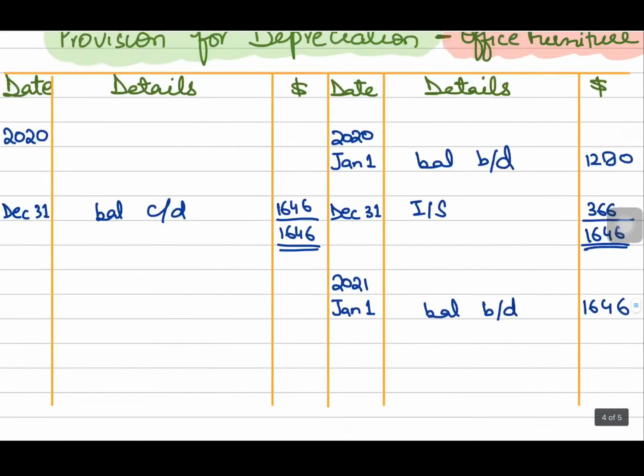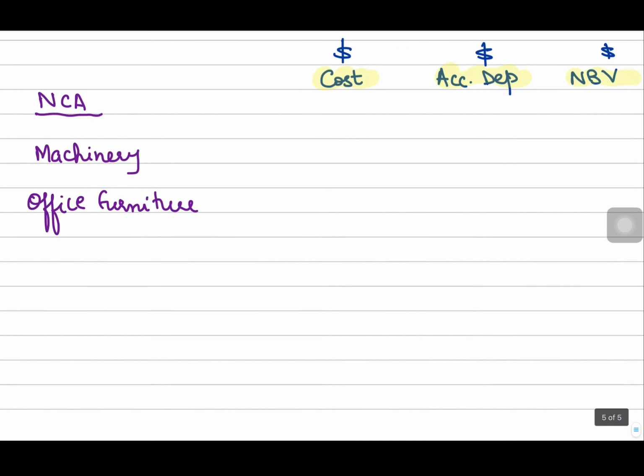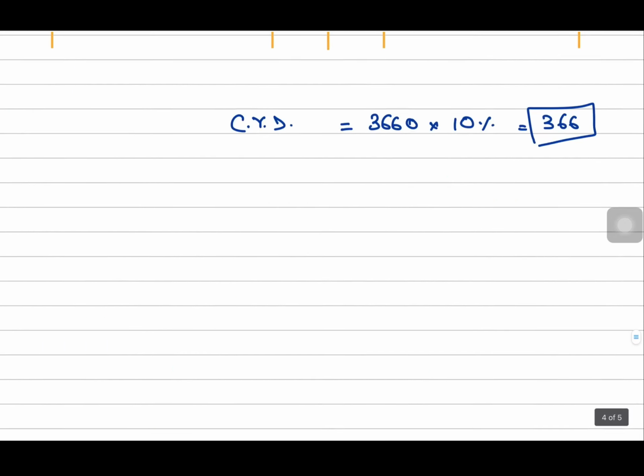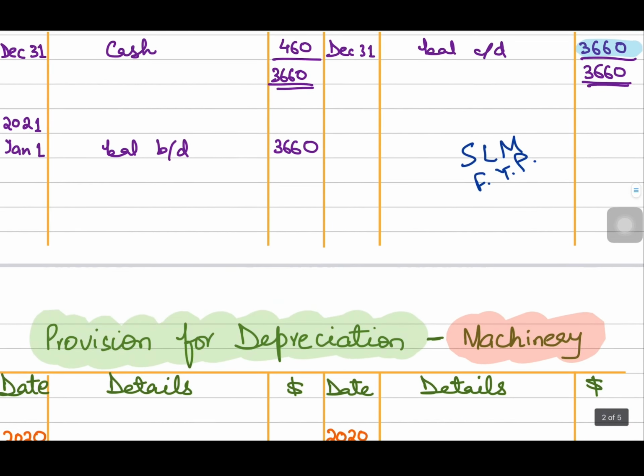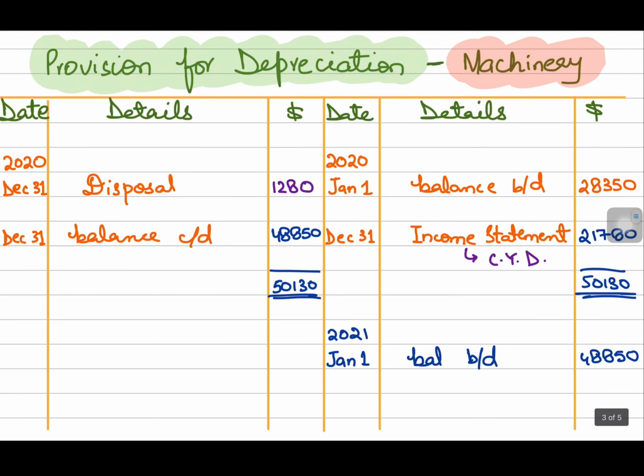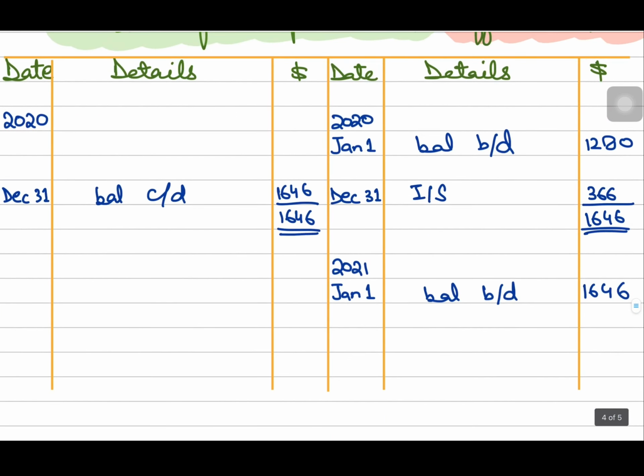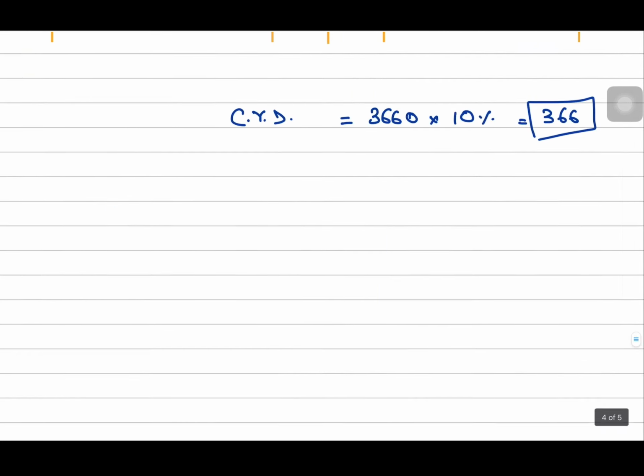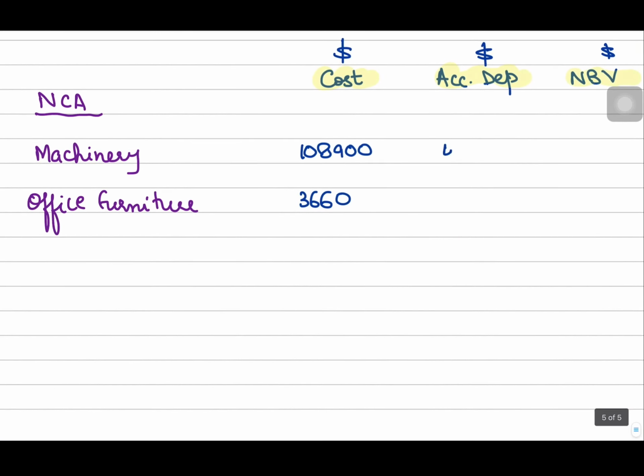So let's write that down. 108,900 for machinery and 3660 for office furniture. Then I have to check my accumulated depreciations, right? So machinery accumulated depreciation is how much on the debit side? 48,850, and for office furniture it is 1646, right? So 48,850 and 1646, right? Now what else?